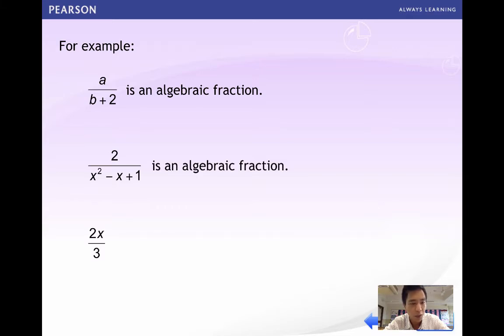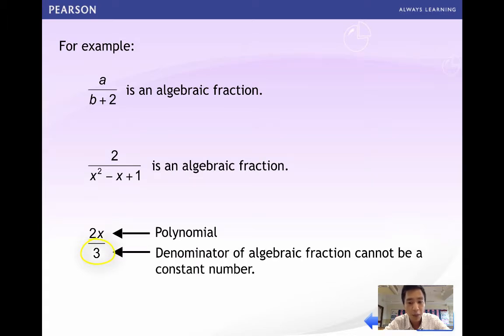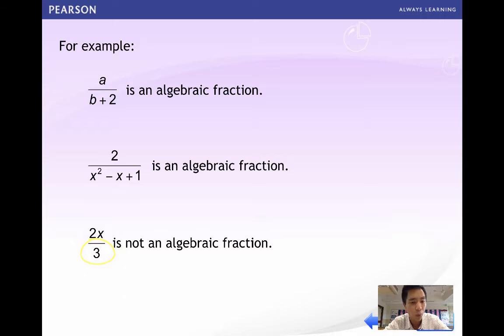How about this? 2x over 3. 2x is a polynomial. 3 is also a polynomial, but it is a constant number. So if the denominator is a constant number, no, it is not an algebraic fraction.